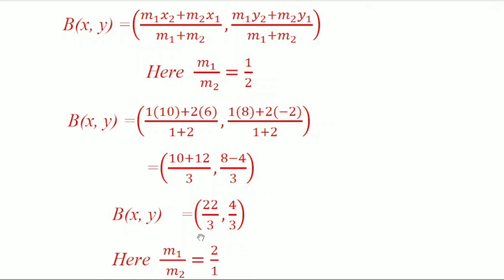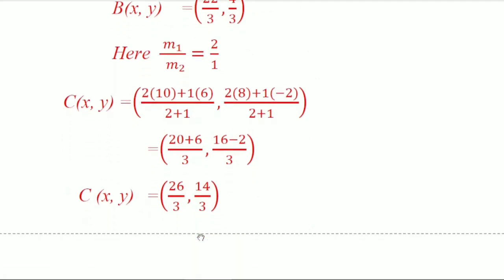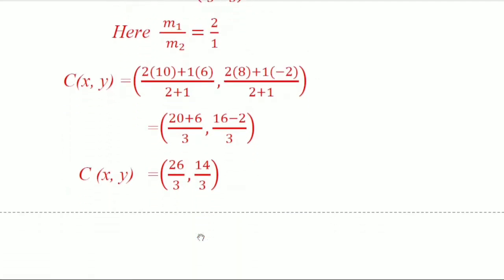Now I should find out the C. So therefore here I have considered m1 is 2 and m2 is 1. Therefore C of x comma y equal to (2 of 10 plus 1 of 6) divided by (2 plus 1) comma (2 of 8 plus 1 into minus 2) divided by (2 plus 1).